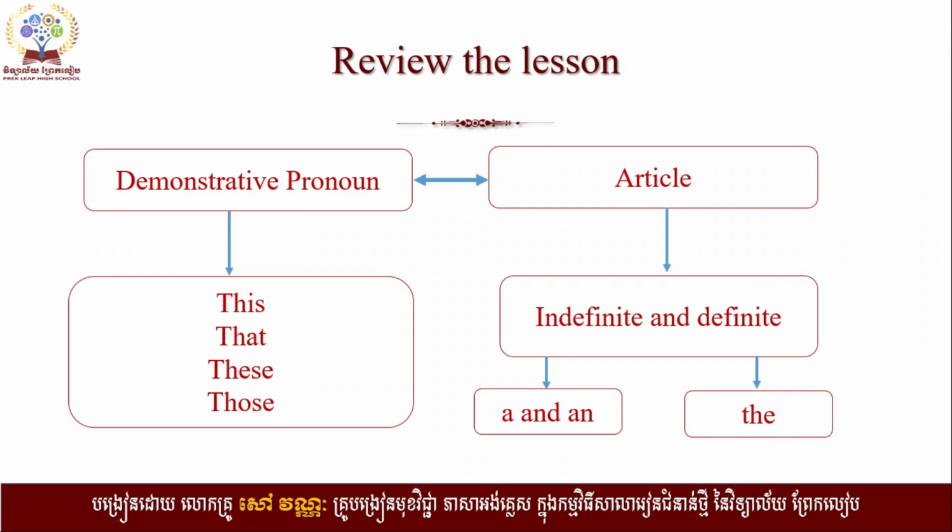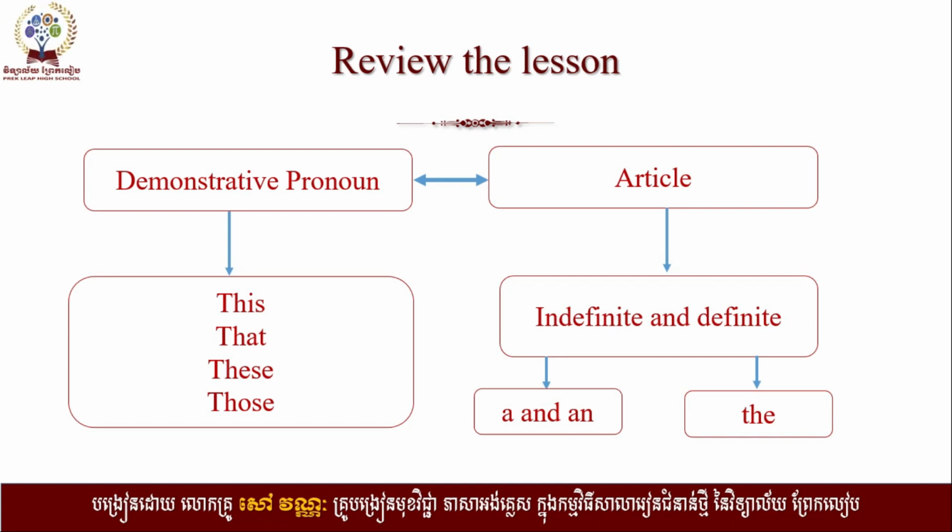In last week's lesson, we studied about demonstrative pronoun and article. So what is demonstrative pronoun? Demonstrative pronoun is a pronoun that represents a noun or expresses its position as near or far. And there are four words in demonstrative pronoun: this, that, these, and those.